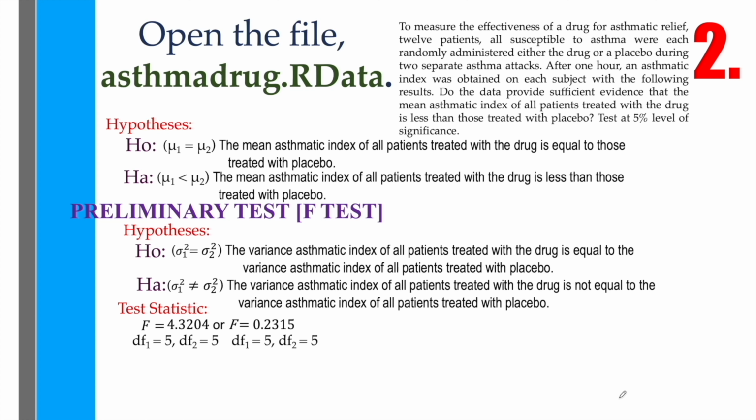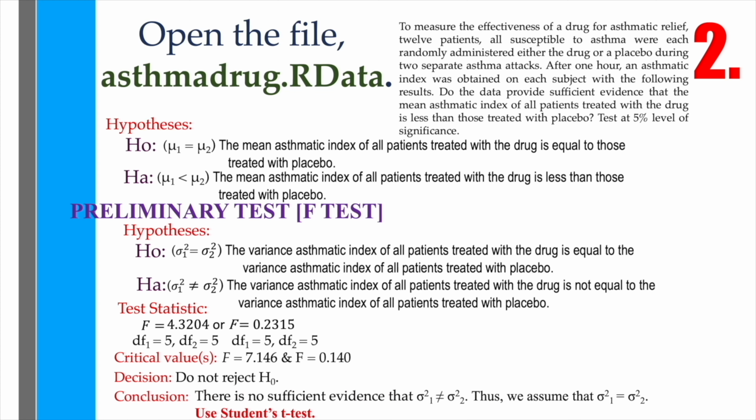And then we also computed the critical values, which happen to be 7.146 and 0.140. And since the test statistic is not in the area of rejection, we did not reject the null hypothesis and concluded that there is no sufficient evidence that the population variances are not equal. Thus, we assumed that the population variances are equal and eventually used the student's t-test.